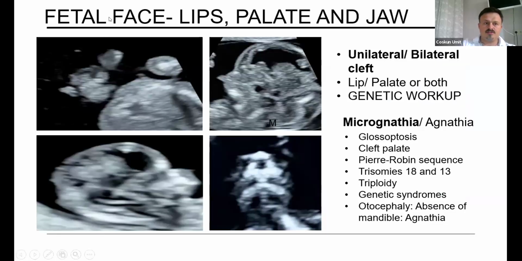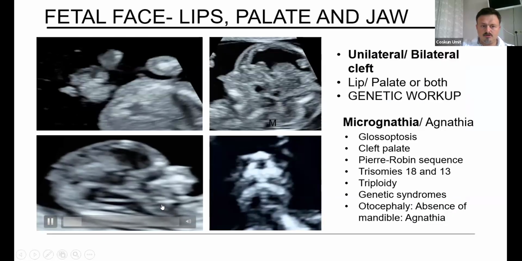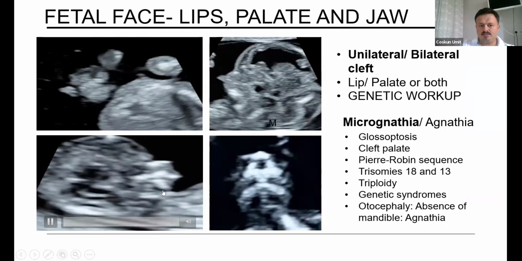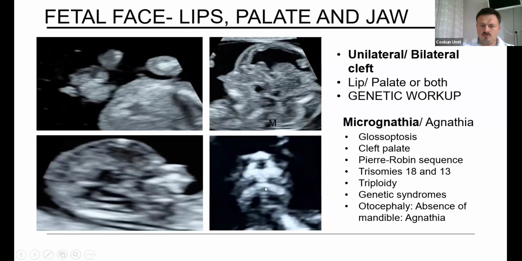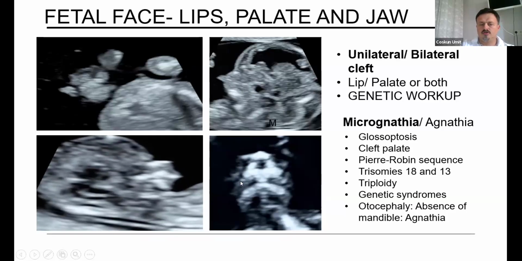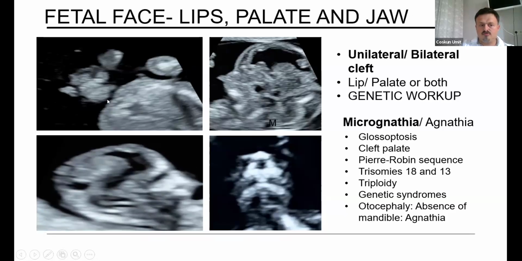Yes, other parts of the fetal face. As you can see here, fetal face, lips, palate, and jaw. Here is a small mandible and micrognathia, retrognathia case. In normal conditions, there is a gap between the two mandibular bones, but in this example, unfortunately, there is no gap between the mandibles. So this is an ominous sign for many syndromes. So we should always check them.